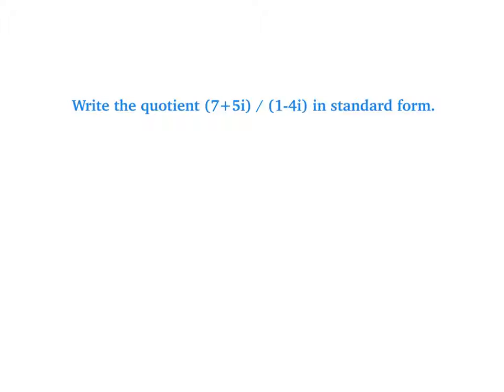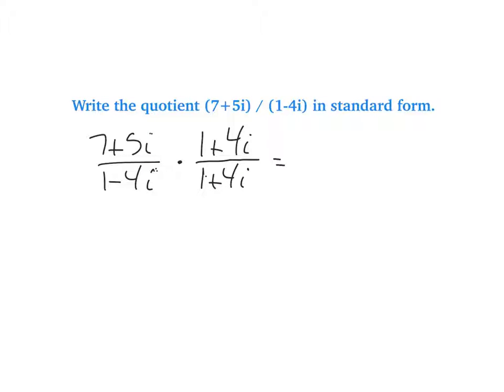All right, this is probably the hardest thing today, so pay close attention to this one. It says write the quotient 7 plus 5i over 1 minus 4i in standard form. Now to do this, you've got to treat it like we did radicals earlier. You have to multiply by the conjugate of your denominator. Now the conjugate of 1 minus 4i is 1 plus 4i. So I'm going to multiply the top and bottom by 1 plus 4i.